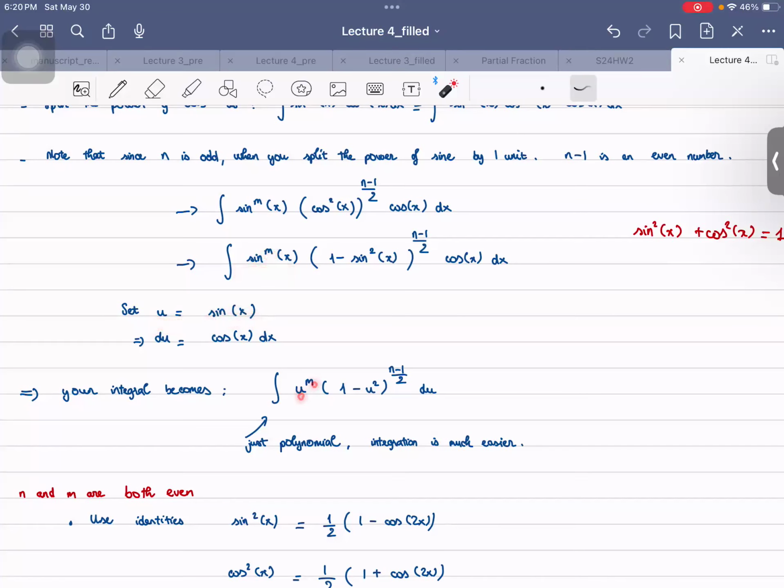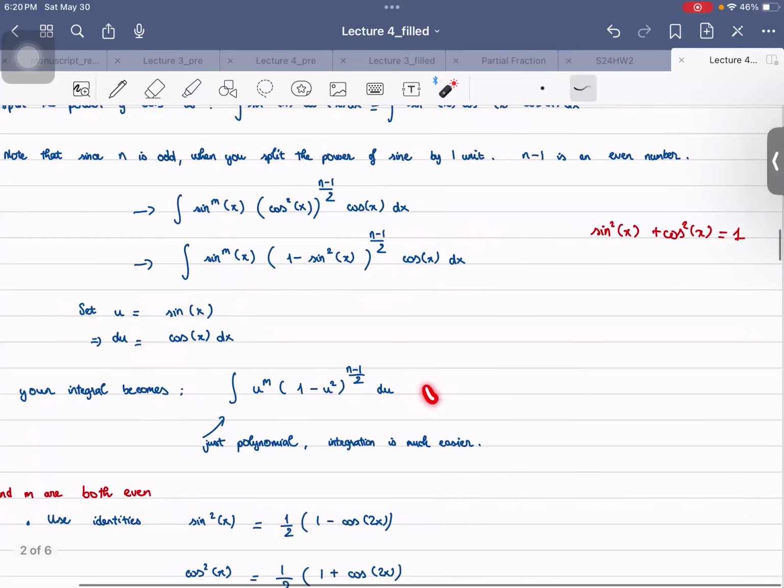I have u to the power of m. 1 minus sine squared will be 1 minus u squared, because sine is u, so sine squared will be u squared. I have 1 minus u squared. And cosine of x dx will be du. I have du. And again, this is much easier to take the integral of.